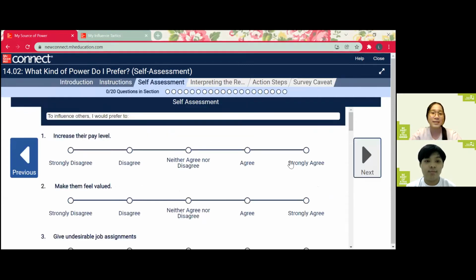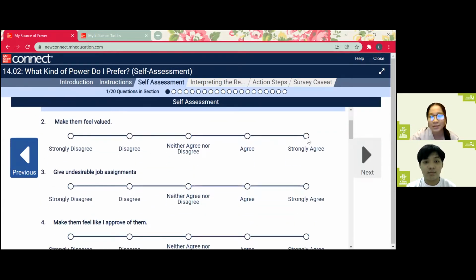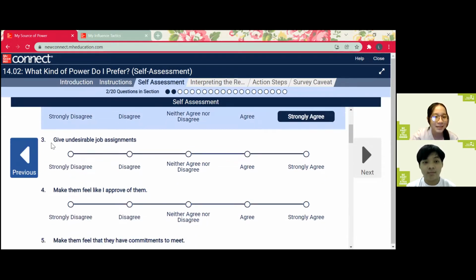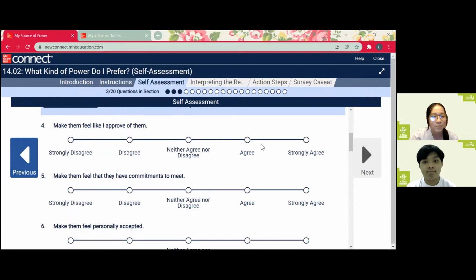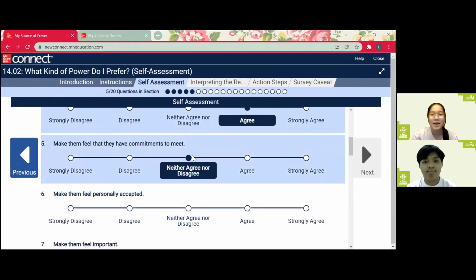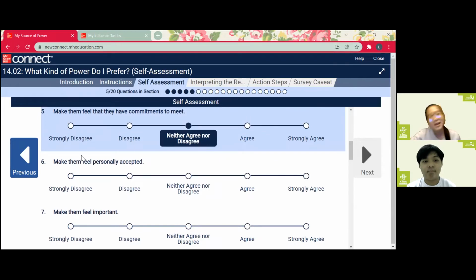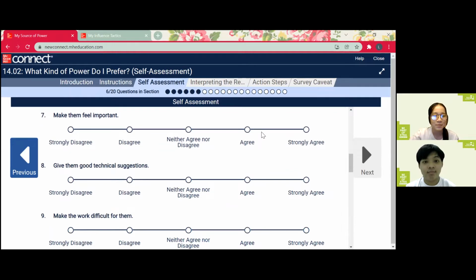So here they will have a set of questions prepared for me, and I will answer based on strongly disagree to strongly agree. To influence others, I would prefer to increase their pay level. Yes, I agree. Make them feel valued. Strongly agree. Give undesirable choice. Nope. Make them feel like approve them. Yes, agree. Make them feel that they have commitments to me. Neither agree or disagree. Make them feel personally accepted. Yes, I strongly agree. Make them feel important.